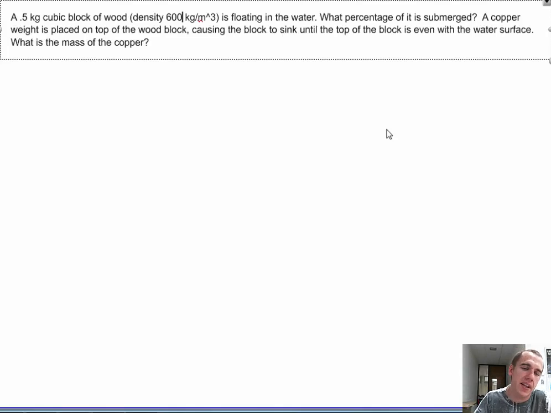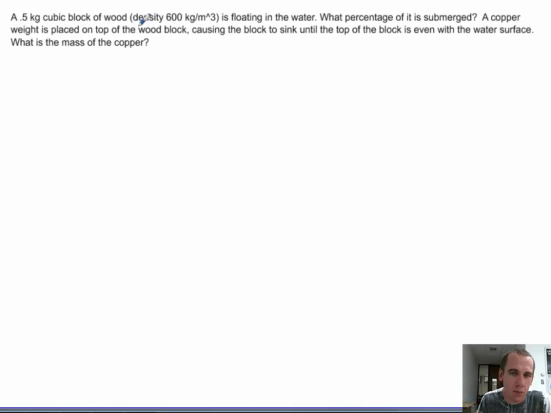Hi everyone, let's do an example problem that involves an object floating and an object sinking and everything in between. So, Archimedes' principle. A 0.5 kilogram cubic block of wood, its density is given, is floating in the water. What percentage of it is submerged? Now this looks like a really tricky question. It's not so bad once we get into it, but if we're not paying real close attention, we start to do a lot of math.